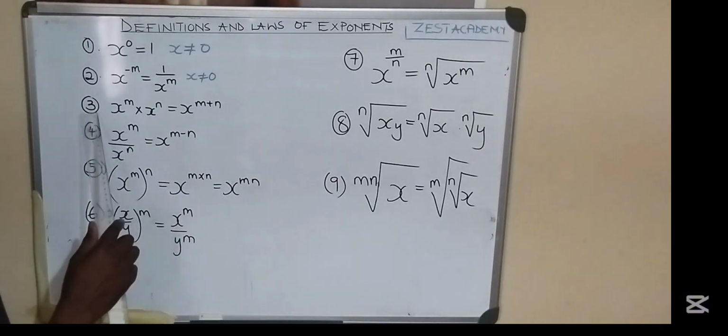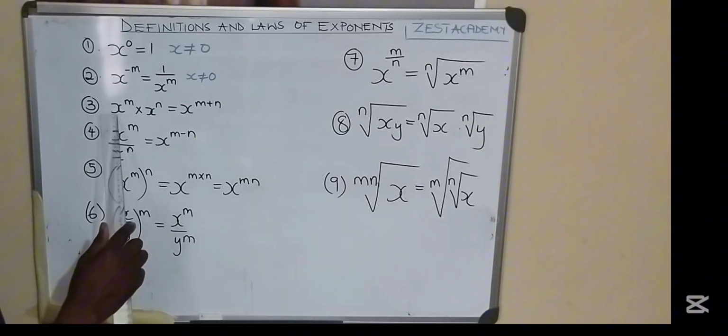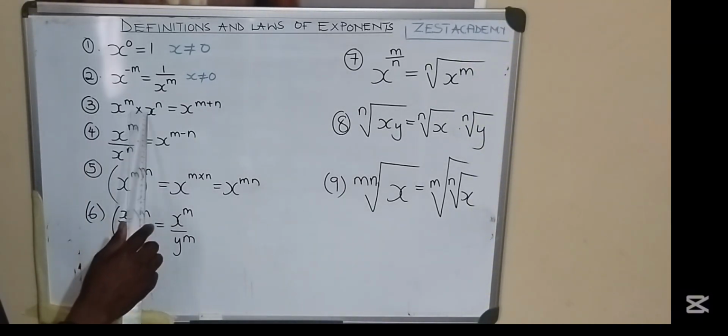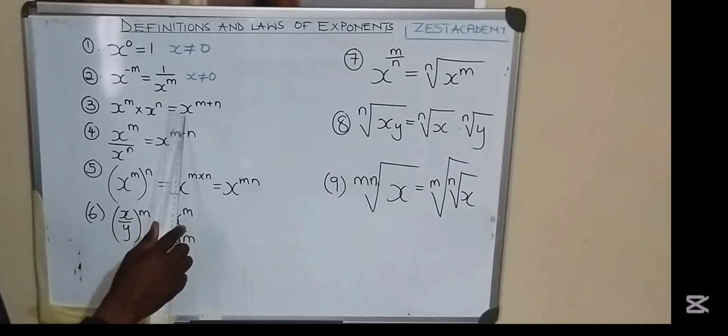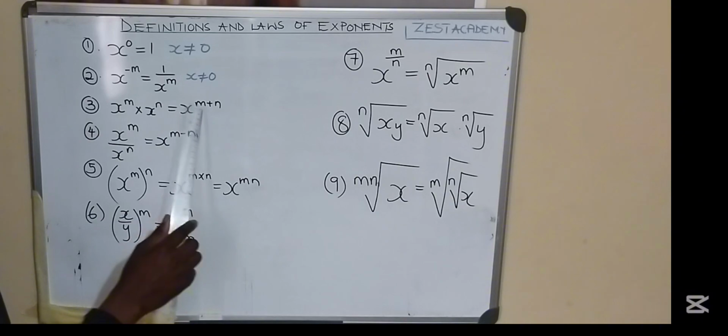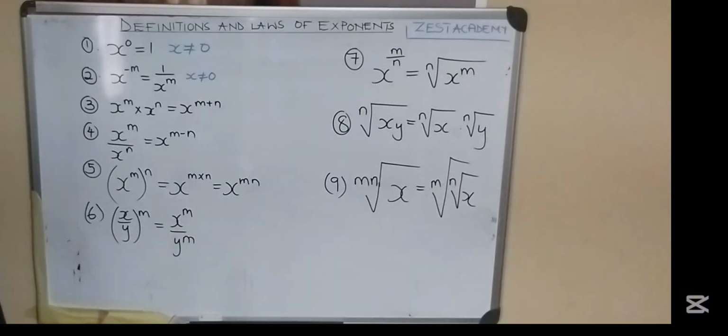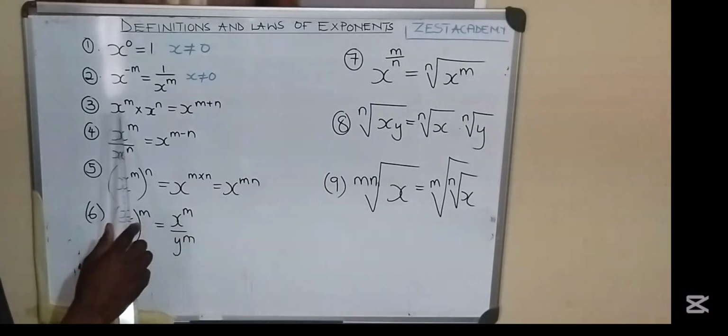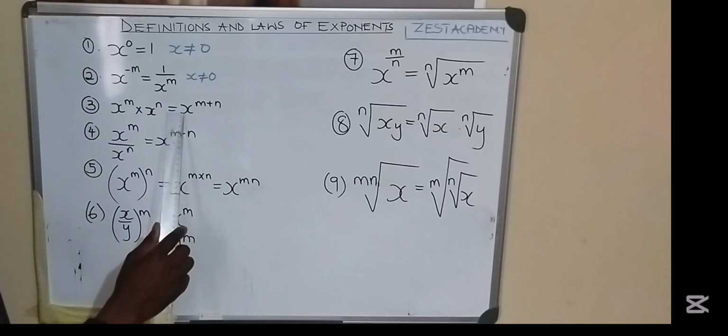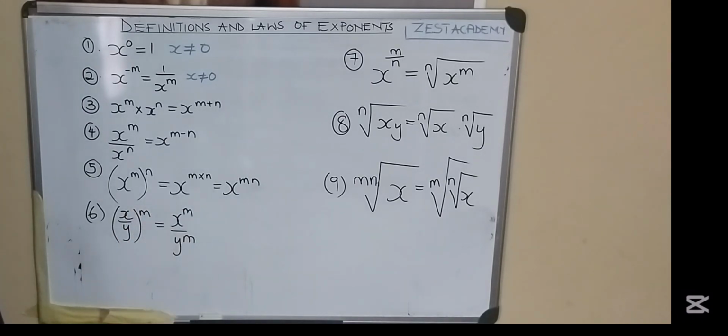Law number 3, when multiplying same bases, you keep the base and you add the powers, or you add the exponent.